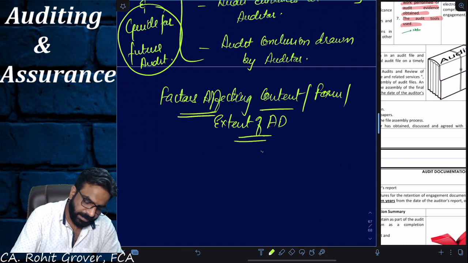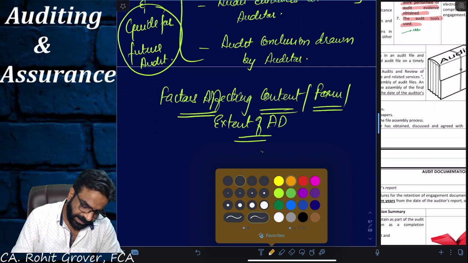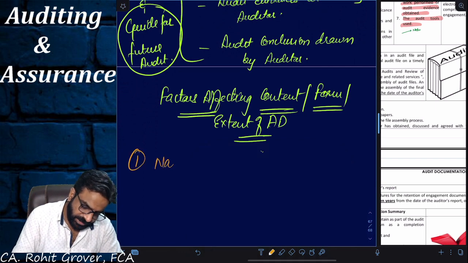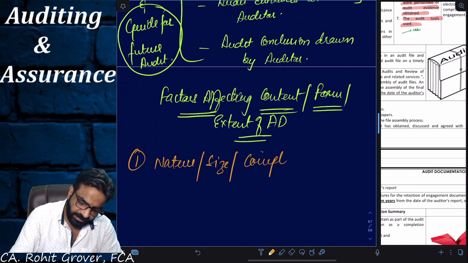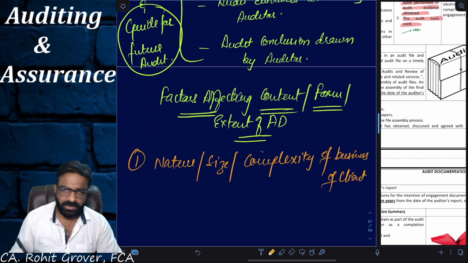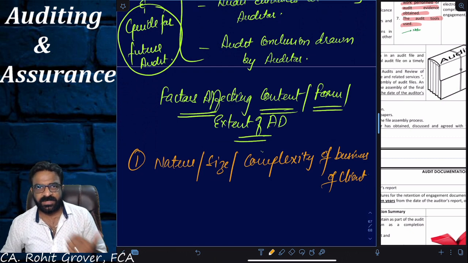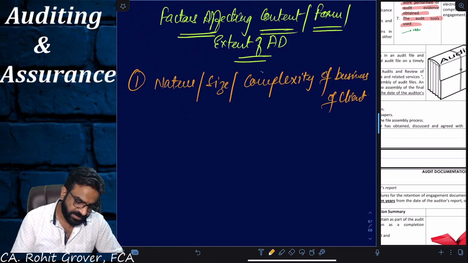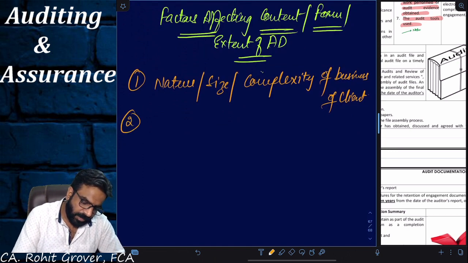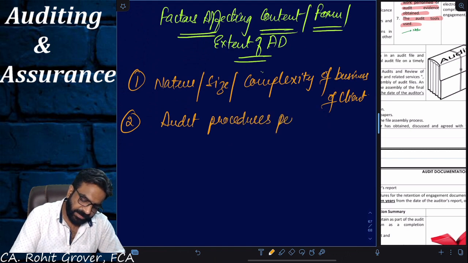Clear, everyone? Now, you all are going to give me the answer. What are those factors? Point number 1, nature, size, and complexity of business of client. What is the nature of your client's business? What is the size of your client's business? What is the complexity of your client's business? Point number 2, everyone. Audit procedures performed by the auditor.